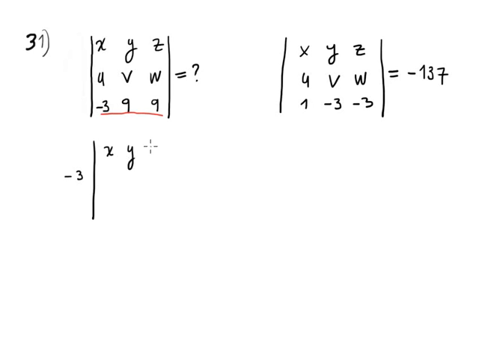X, Y, Z, U, V, W. And we have then 1, negative 3, negative 3. And this determinant is exactly the same as the given determinant. So the answer is negative 3 times negative 137. Then the answer is negative times negative, positive 411, which corresponds with the option A.